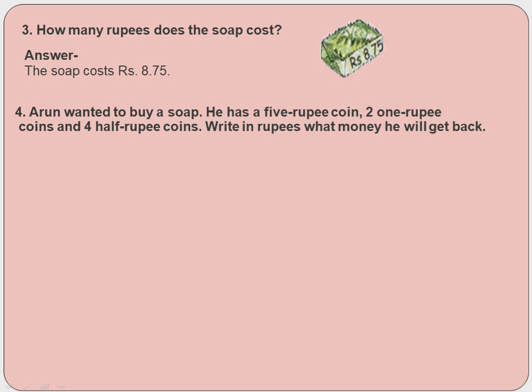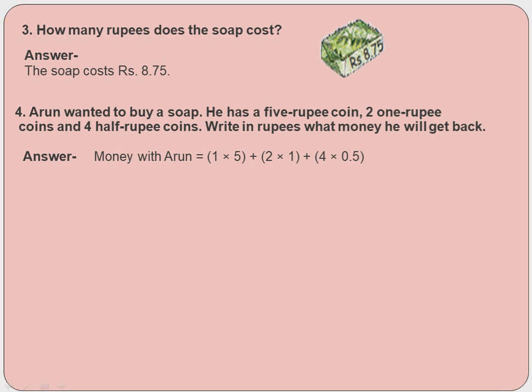So now what they are telling is, he wants to buy the soap. What is the cost of the soap? 8 rupees 75 paisa. And the money he has is a 5 rupee coin, 2 1 rupee coins, and 4 half rupee coins. Half rupee means 50 paisa. Now write in rupees what money he will get back. How much money he will get back, they are asking us.